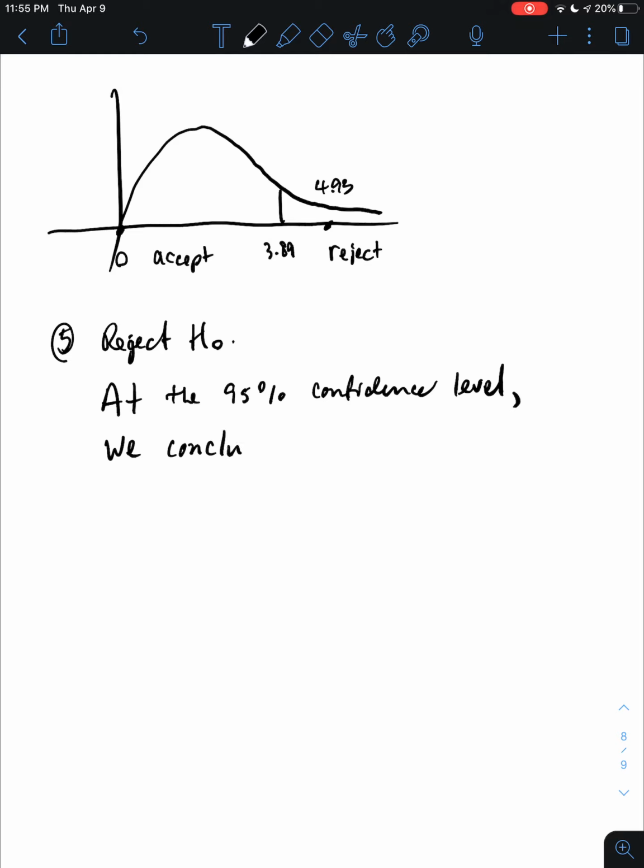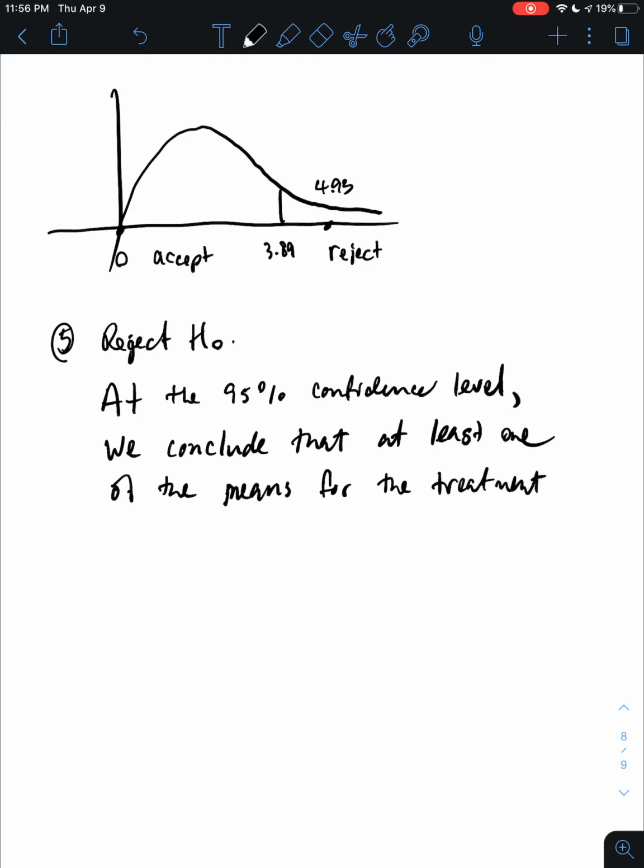We conclude that at least one of the means for the treatment groups is different from the others. That's it. We're done. That is all that we can conclude. We don't know which one is different.